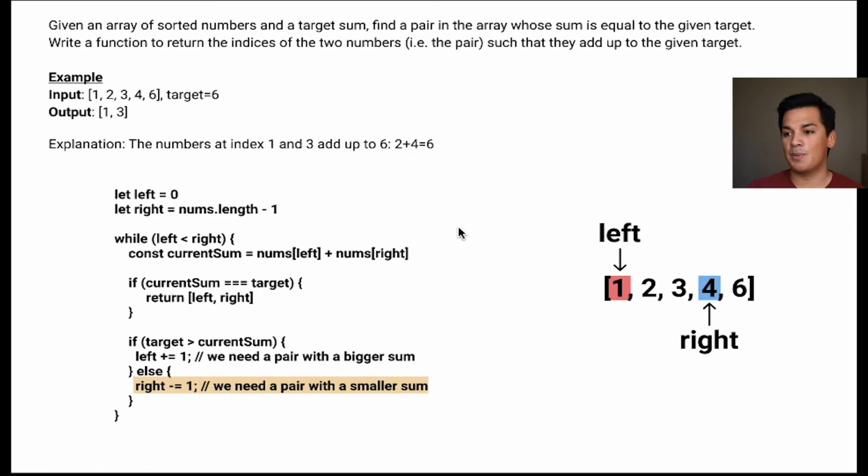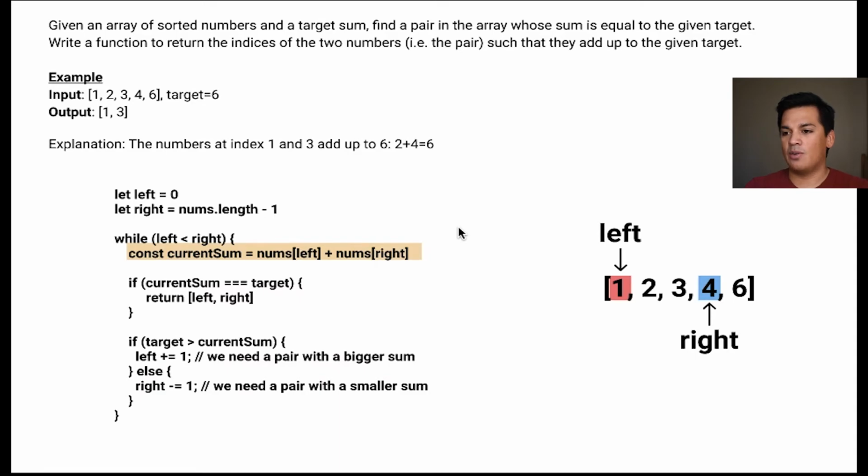Since our current sum is larger than target and we have a sorted array, we can confidently say that we need to move down to ideally find a closer solution. If we were to move left up, we would only be increasing current sum and never get closer to target, because then you would have 2 plus 6, 8, 3 plus 6, 9, 4 plus 6, 10. You never got closer to 6. All right, so let's go to the next step.